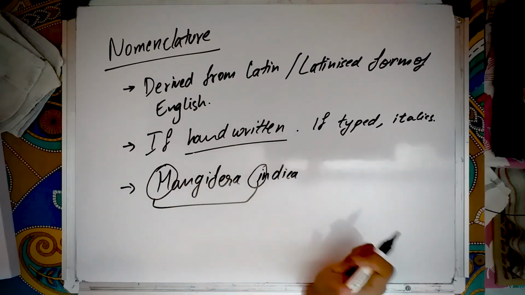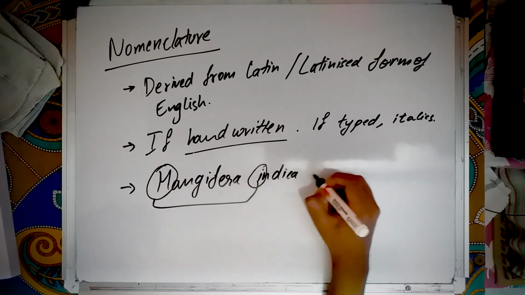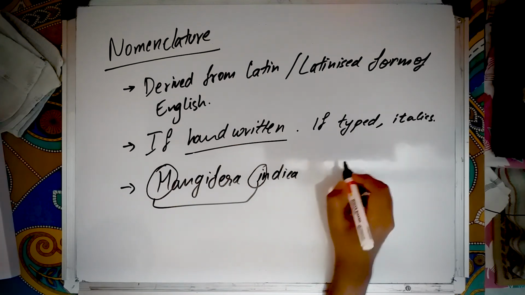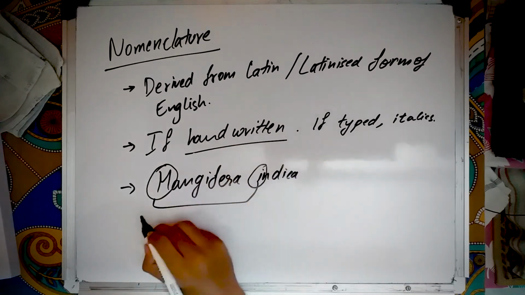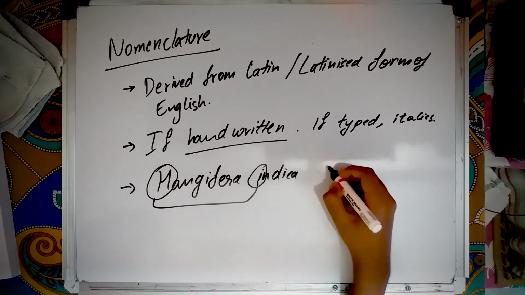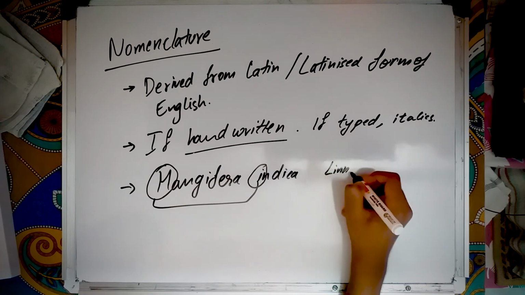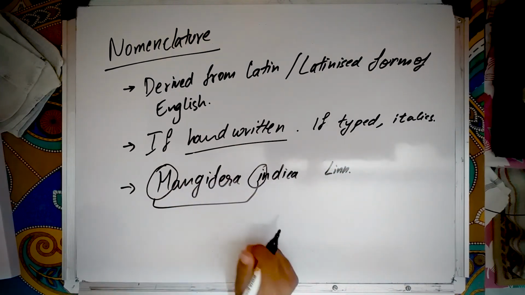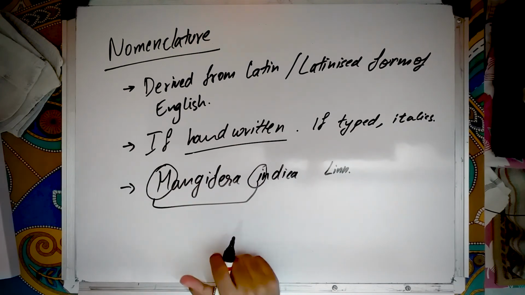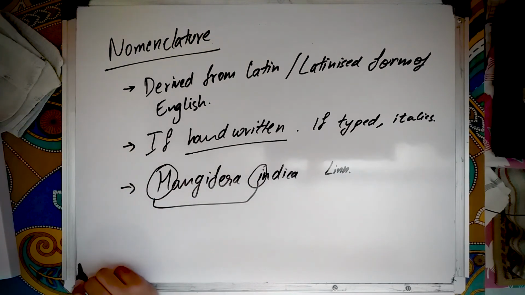Also, another rule says the name of the author or the discoverer should follow next. This was discovered by Linnaeus, so not the full name, just a shortened name. So these are the rules for nomenclature. I hope I haven't missed anything.